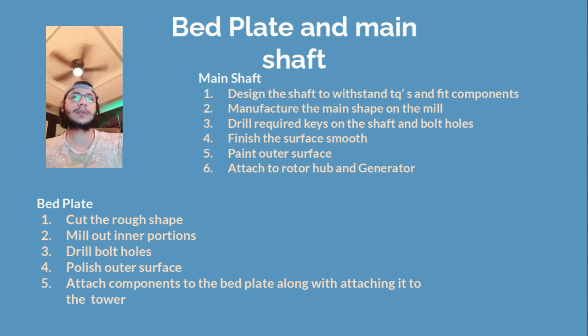For the bed plate, the first step will be to cut the rough shape using a 3-axis CNC. The second step will be to mill outer and inner portions. The third step will be to drill bolt holes, then polish the outer surface. Lastly, attach components to the bed plate along with attaching it to the tower.